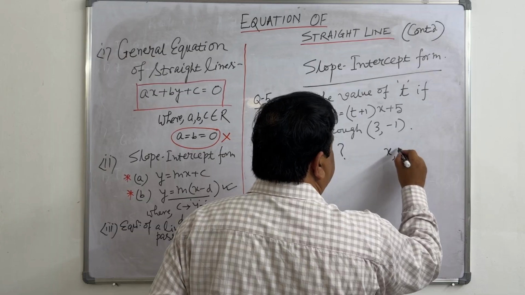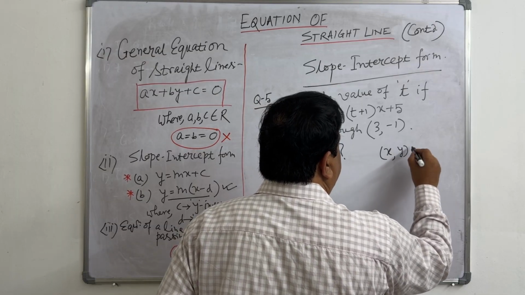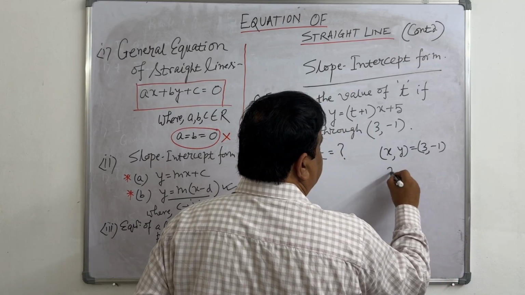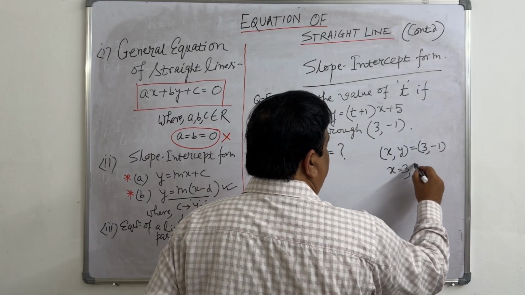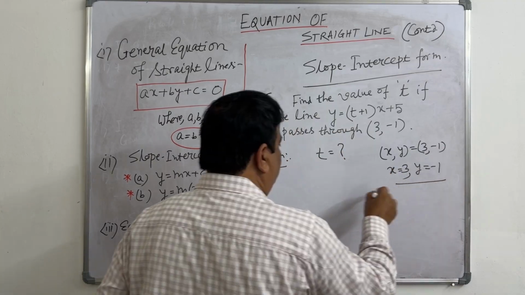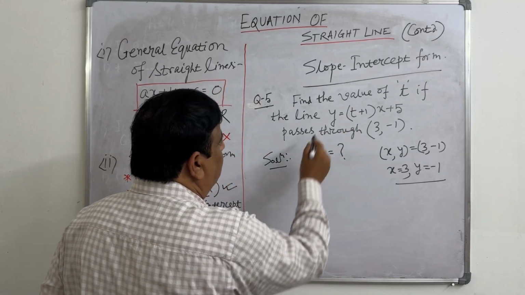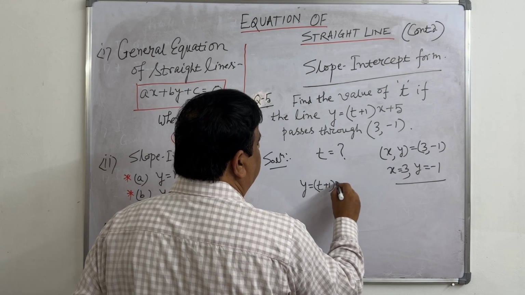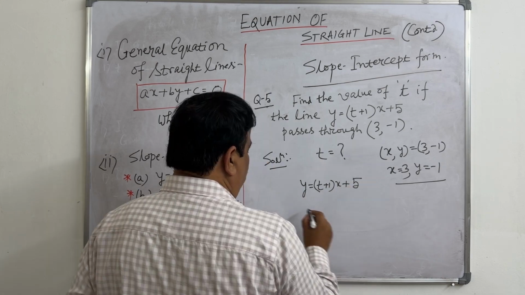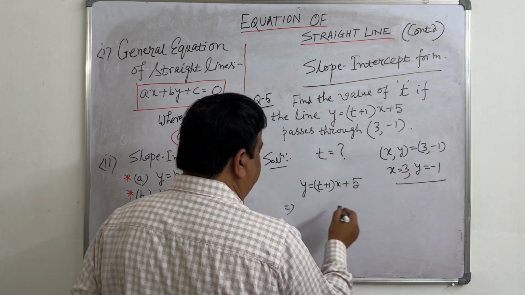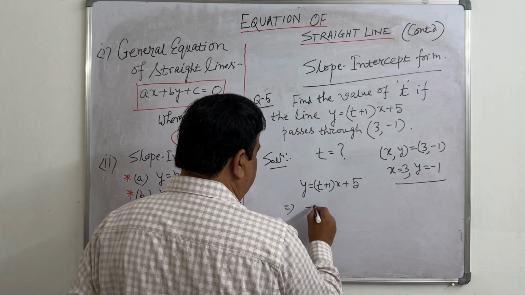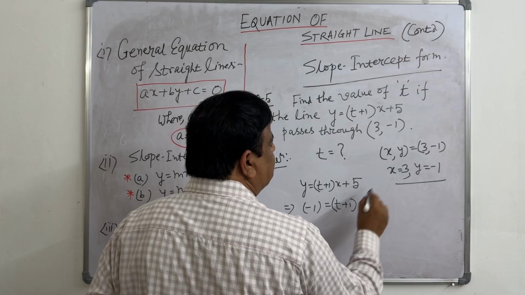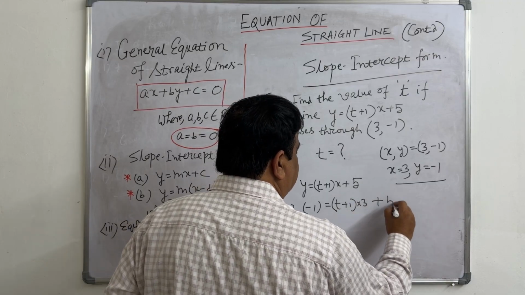What is this point? Say it is x, y and that is equal to 3 comma minus 1. So x is equal to 3 and y is equal to minus 1. So put this value on this line. What is the line? y is equal to (t plus 1) into x plus 5. So put the values of x and y here. y is minus 1, t we have to find out, x is equal to 3 and this is equal to 5.